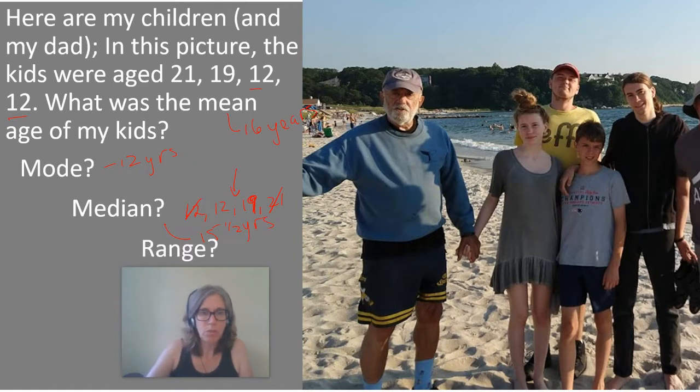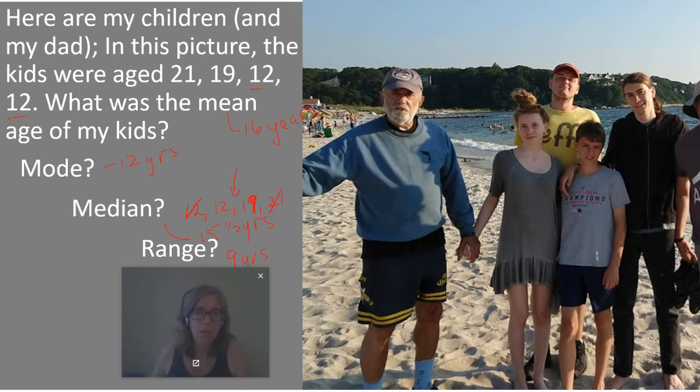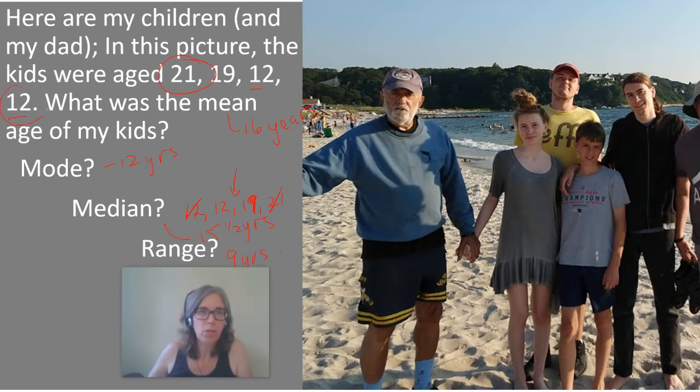And then finally, what's the range? Eric was 9 years old when the twins were born. The range is 9 years. And so how do you do that? You do 21 minus 12, and you should come up with 9 for that.